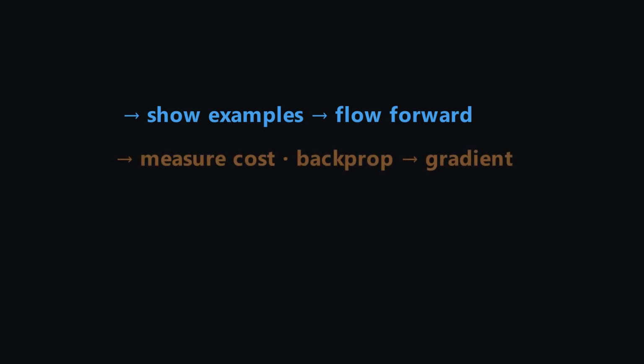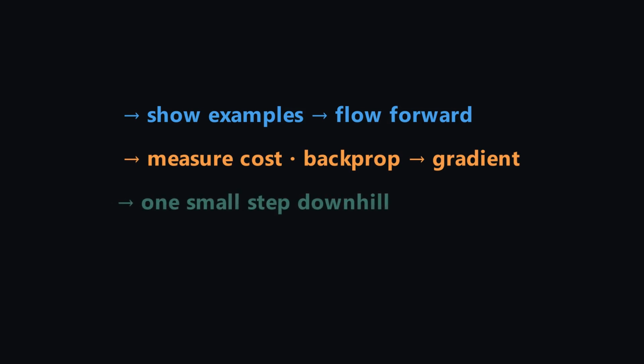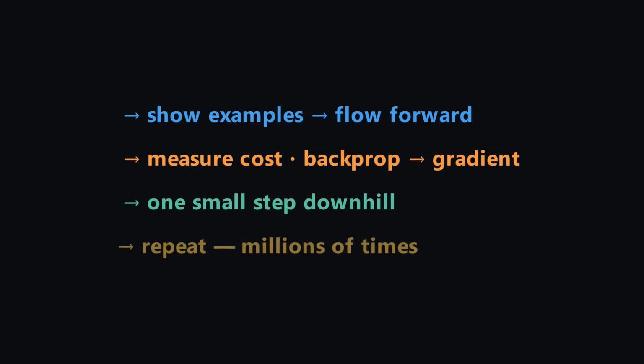Now put it all together into a loop. This is training. Show the network a batch of examples. Let activations flow forward and read the outputs. Measure the cost, how wrong it was. Run backprop to get the gradient, the direction of blame. Take one small step downhill, nudge every weight. The network is now a hair less wrong. Then do it again, and again. Thousands, even millions of times across the whole dataset.